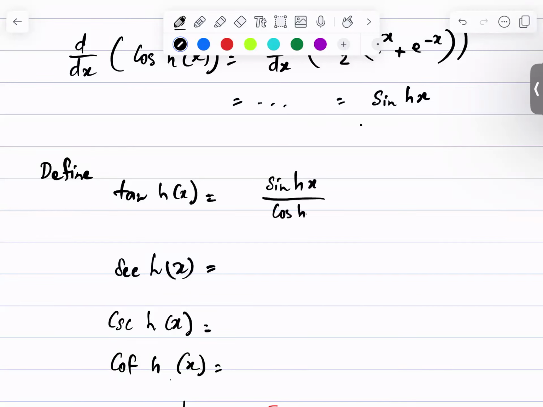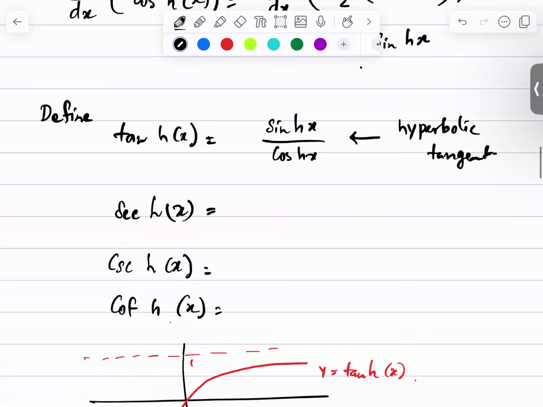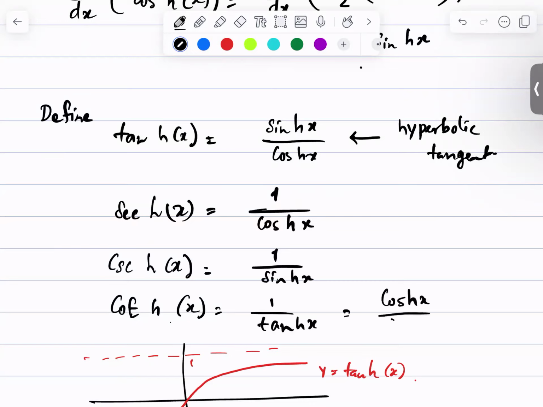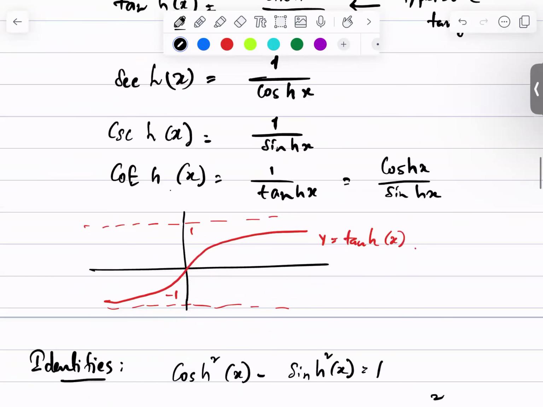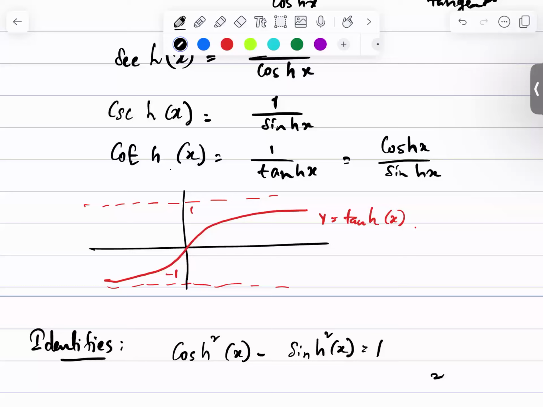Okay, cool. And it is not difficult to guess that tan hyperbolic x should be defined like sine hyperbolic x over cosine hyperbolic x. This is called hyperbolic tangent. And sec hyperbolic x should be defined like 1 over cosine hyperbolic x. Cosec hyperbolic x is just 1 over sine hyperbolic x. And cot hyperbolic x should be 1 over tangent hyperbolic x, or in other words, cosine hyperbolic x over sine hyperbolic x. Okay, kind of similar to the trigonometric functions. And tangent hyperbolic x kind of looks like this.